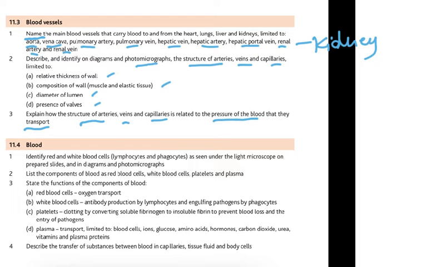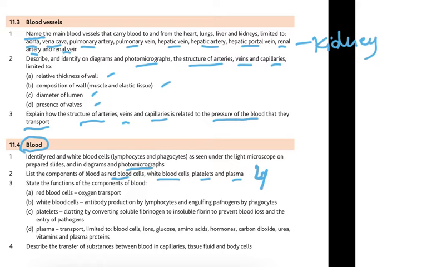Then 11.4 is all about the structure of the blood, and it is to identify the red and white blood cells as seen under the light microscope in diagrams and photomicrographs. You list the components of blood as red blood cells, white blood cells, platelets, and plasma. So we've got four components. The plasma is that liquid part, which I call the shorba, and of course the platelets and the white blood cells and the red blood cells.